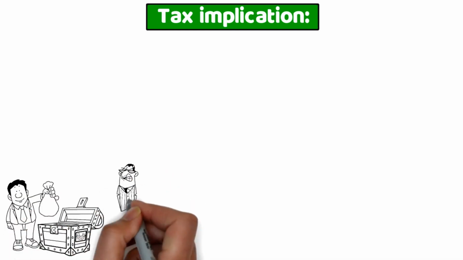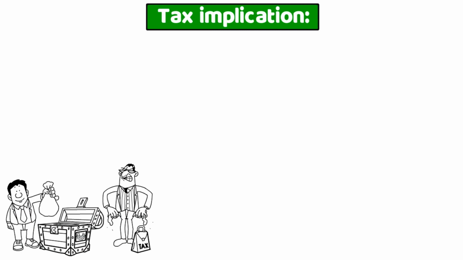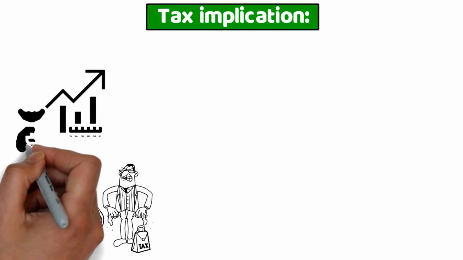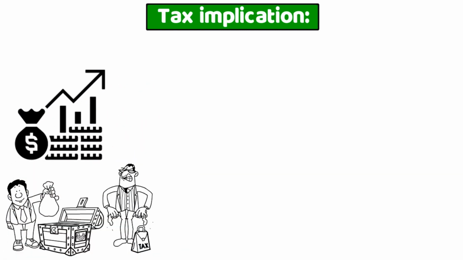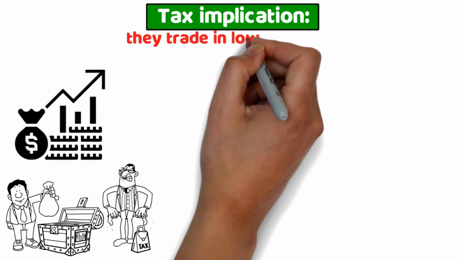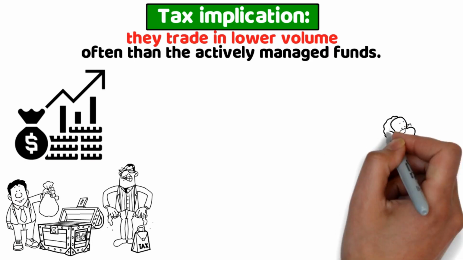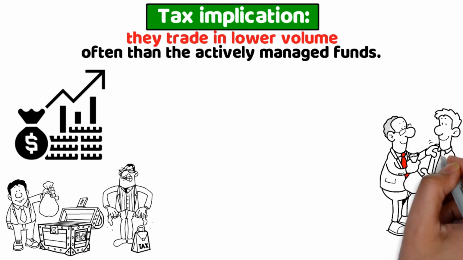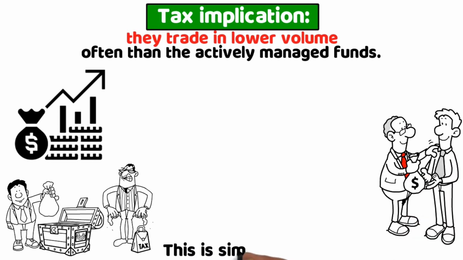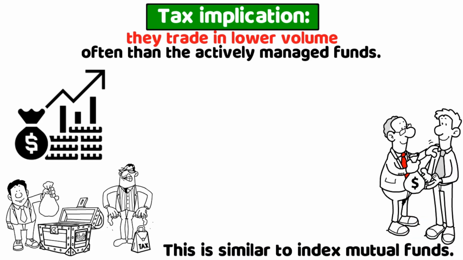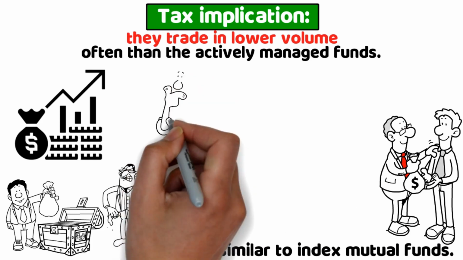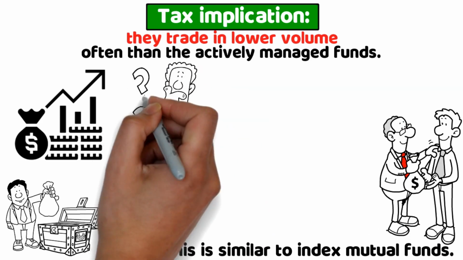Tax implications. ETFs are typically designed to protect investors from paying capital gains taxes. Currently, almost all ETFs are index funds. As such, they trade in lower volume when compared to actively managed funds. That typically results in lower taxable capital gains for fund investors. This is similar to index mutual funds. What connection exists between taxable capital gains and fund turnover?